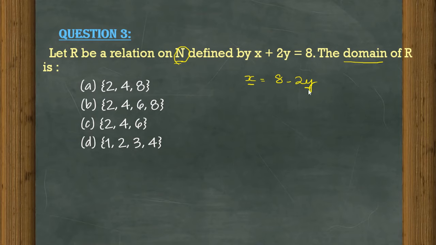तो हम y कहाँ से शुरू करेंगे? y हमारा 1 से शुरू होगा. So x क्या हो सकता है? When y is equal to 1, then our x will be 6. जब y 2 हो जाएगा, then x will be 4. जब y 3 हो जाएगा, then x will be 2. But when y will be 4, then x will be 0, which is not possible. So the answer is option C. 2, 4 and 6 will be the domain.